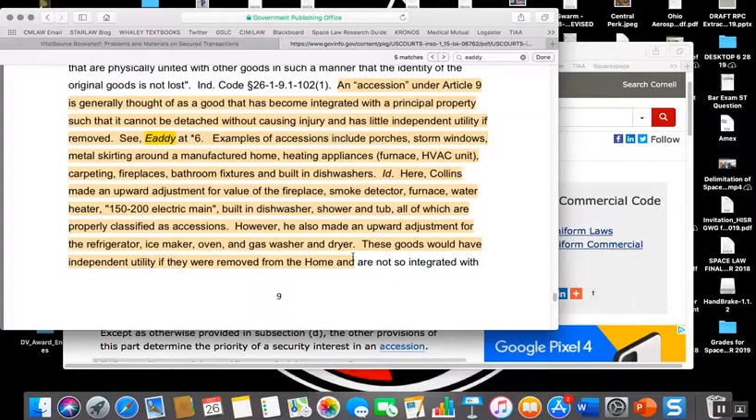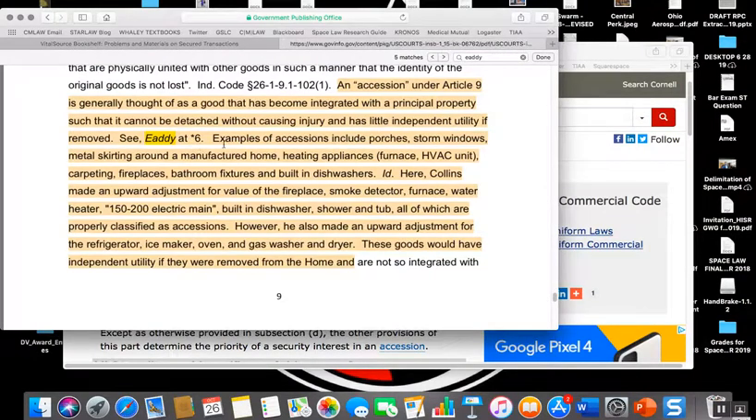Okay, and this is another analysis that can be used. But as I mentioned before, there's also the intent analysis, or is this intended to be a permanent part of the principal when it's added to it? The difficulty of removal, which is what injury refers to. Let's go back. So examples of accessions include porches, and this is the list that we have here in the problem. So porches, storm windows, metal skirting around a manufactured home, heating appliances, carpeting, fireplaces, bathroom fixtures, and built-in dishwashers.